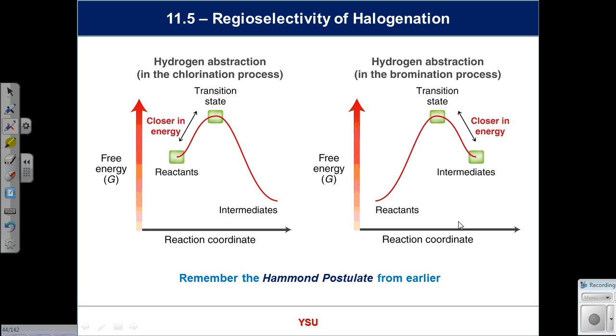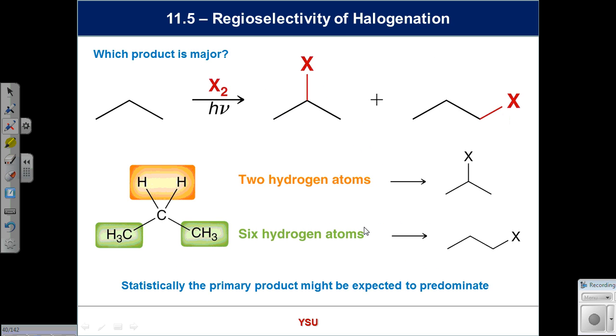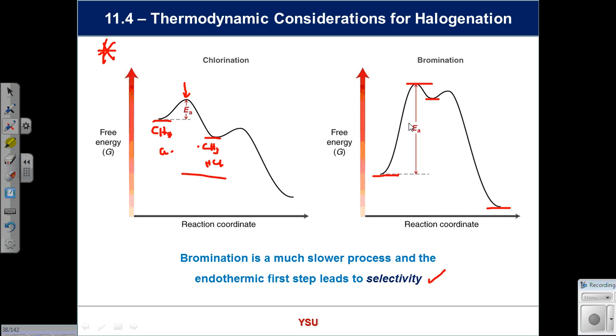So we get selectivity. And that selectivity now is really tricky. It's really difficult to get this into your head to understand it so you can answer problems. Well, we drew graphs a couple of slides ago, a while back. There we are, right there. The propagation step for chlorination, the first abstraction, is actually exothermic, and for bromination, it's endothermic.